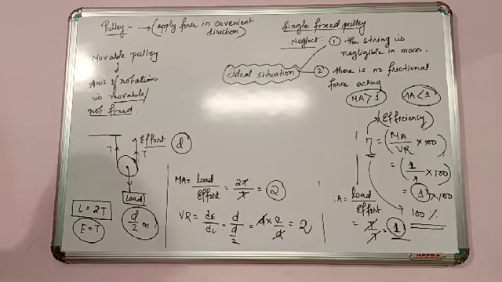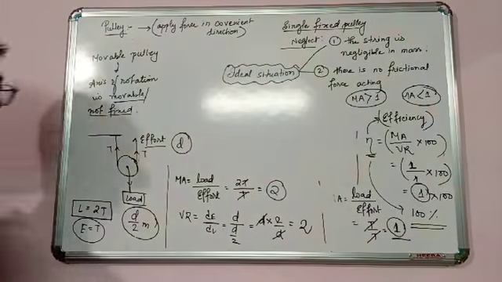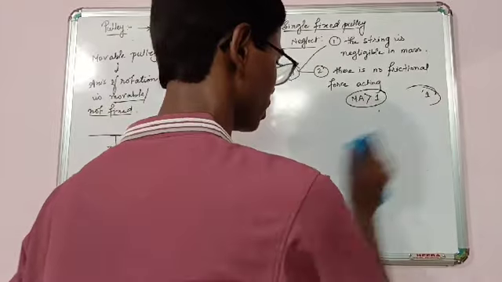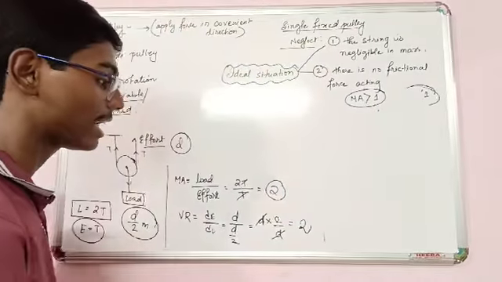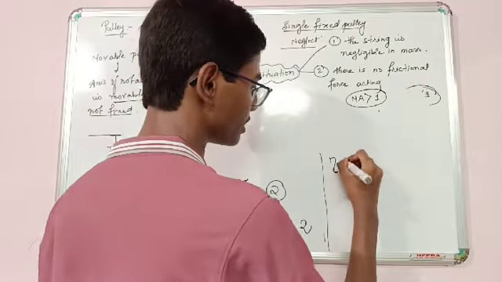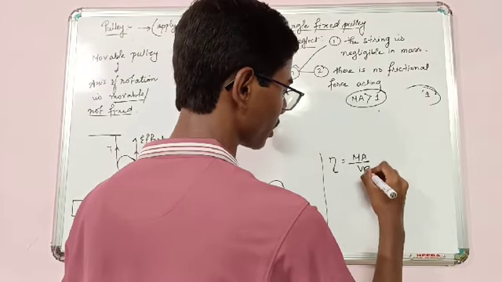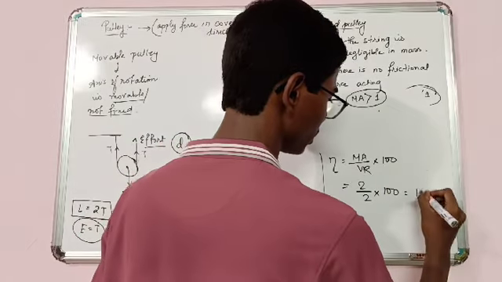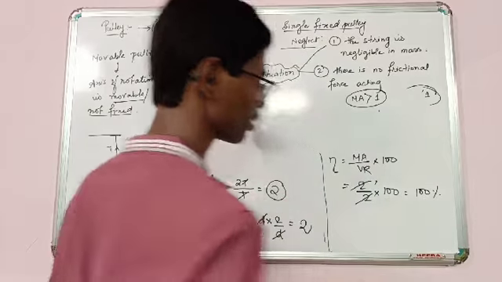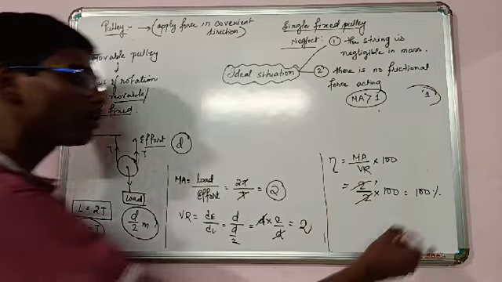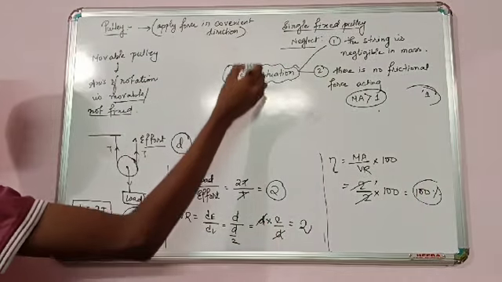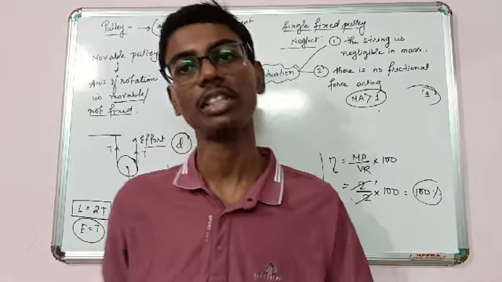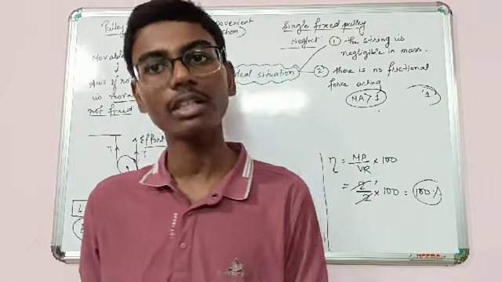So again, VR is coming to be 2. Now if I have to find out, sorry, not the mechanical advantage that I have already found, the efficiency, MA by VR into 100, this 2 by 2 into 100, that is equal to 100%. Fine. Now again, why is it 100%? Because we have assumed it to be an ideal situation. Again, I am saying it is not possible to get 100% efficiency in any simple machine. There will be frictional forces acting.